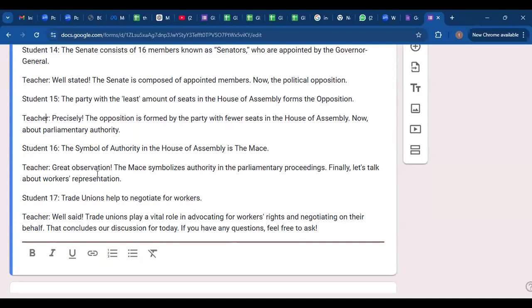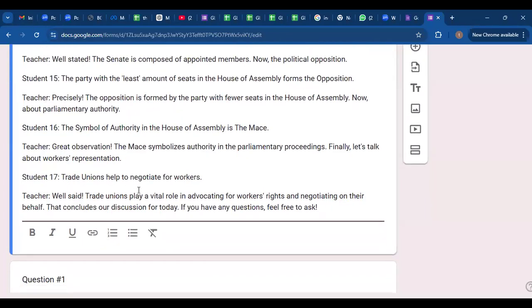Finally, let's talk about workers' representation. Trade unions help to negotiate for workers. Well said, trade unions play a vital role in advocating for workers' rights and negotiating on their behalf. That concludes our discussion for the day. If you have any questions, feel free to ask.